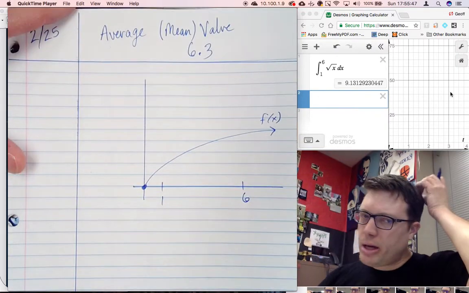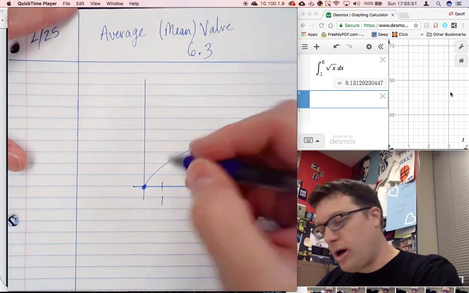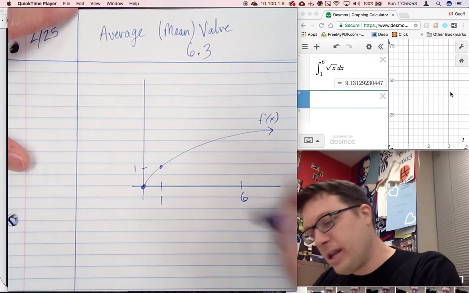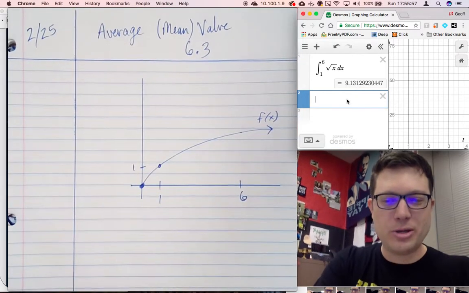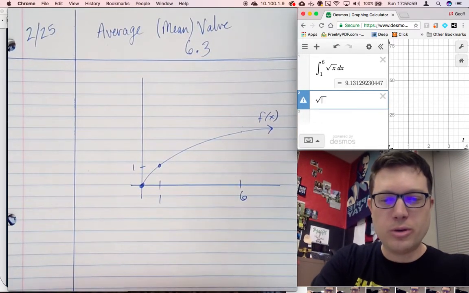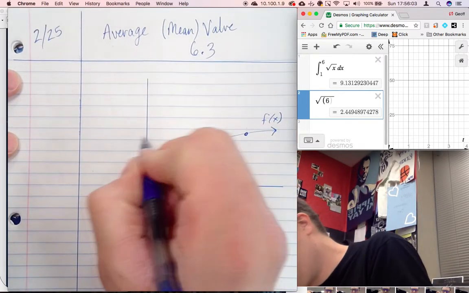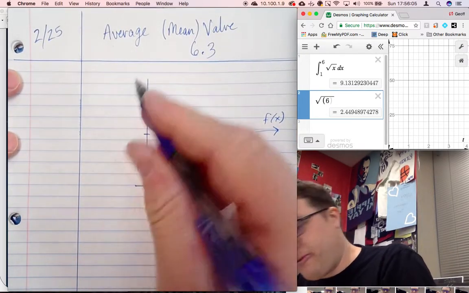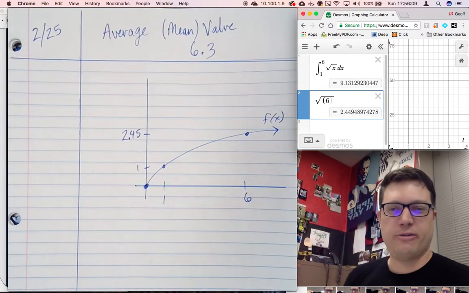And so just thinking about it, what is the square root of x? Well, at 1, it's 1. And at 6, that's, okay, hang on, 3 point something? No, 2 point something. Square root 6. We get 2.44. So I'm just going to sketch those in really quickly. 2.45. And this is the function f of x equals square root x.